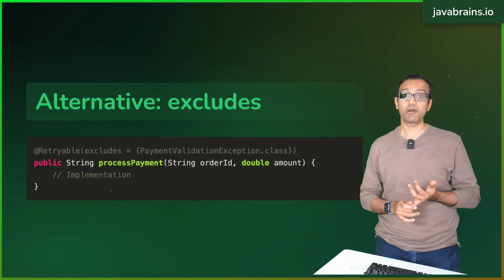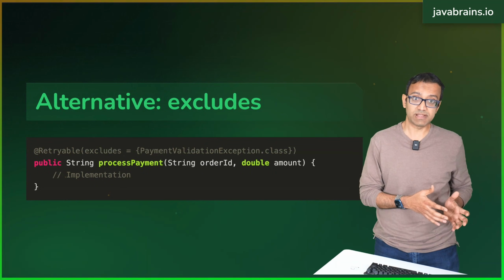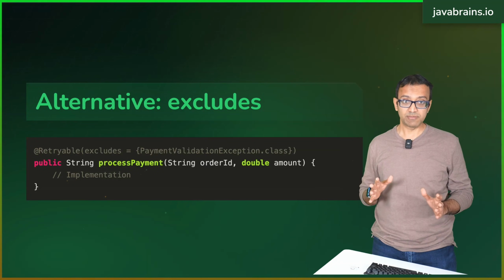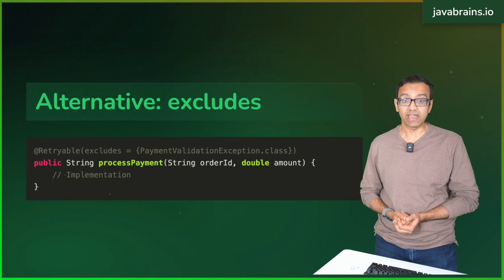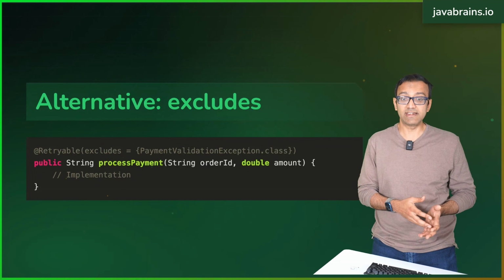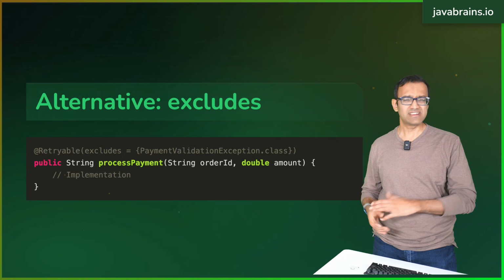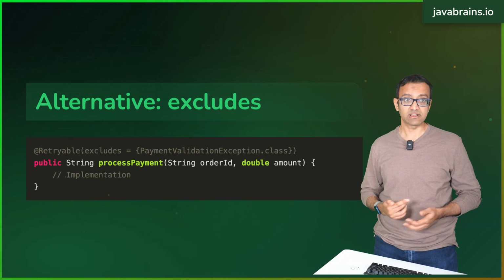So you have two properties. You can use includes when you have a specific list of retryable exceptions, and you use excludes when most exceptions should be retried except for a few. In this case, I would probably use excludes and say, this is a payment validation exception. When that fails, I don't want you to retry. It depends on the logic, on what you've got going on in your code. You can either choose includes or excludes.